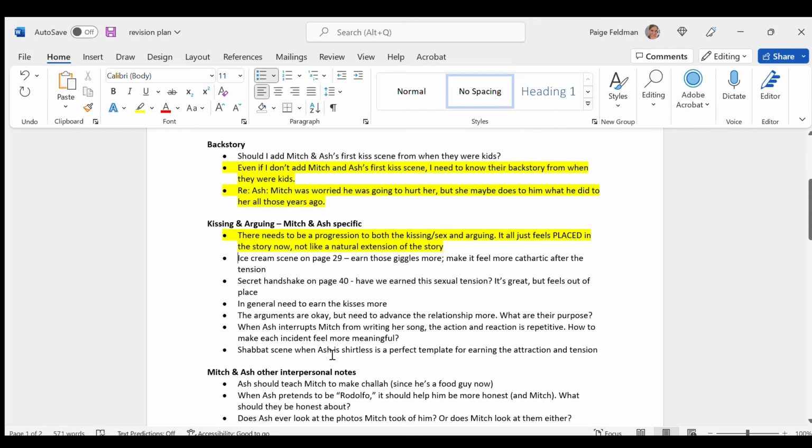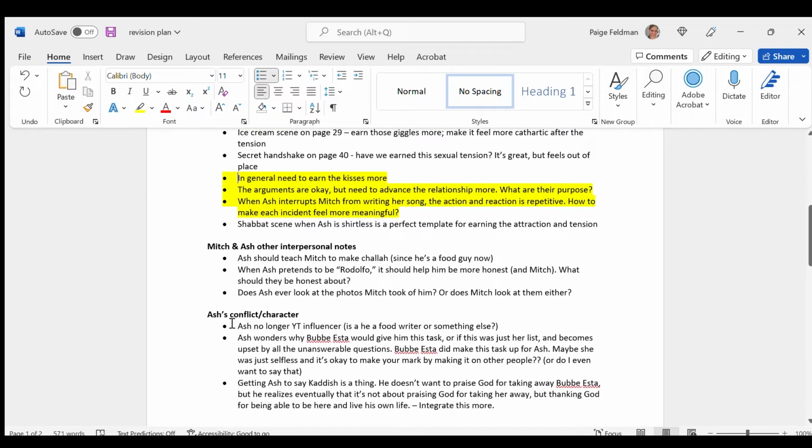Which brings us to the kissing and arguing section. And the thing that I just moved and highlighted from the backstory part is also the same thing as the two other issues I highlight in this category. How Mitch and Ash need to earn the kisses, and I need to make sure they earn them, and how the arguments don't yet advance the relationship that they have. And really, looking at this category, it's several fairly repetitive overarching notes, and then specific examples of what's not working, and one thing that does. I apparently had a lot of thoughts on this one category.